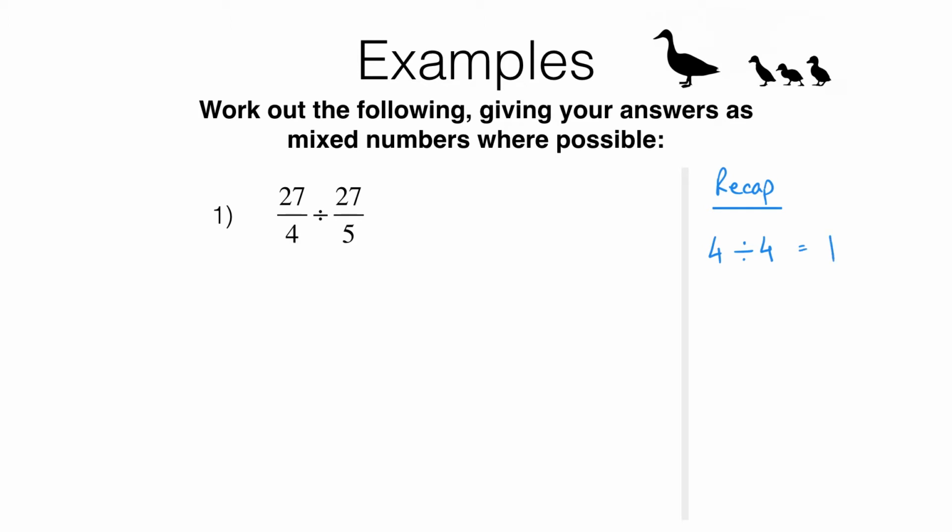Now, if you have a number and you divide it by something smaller, let's say 4 divided by 3, you'll get an answer that is greater than 1. But if we start with a number and divide it by something greater, let's say 4 divided by 5, you'll get an answer that is less than 1.